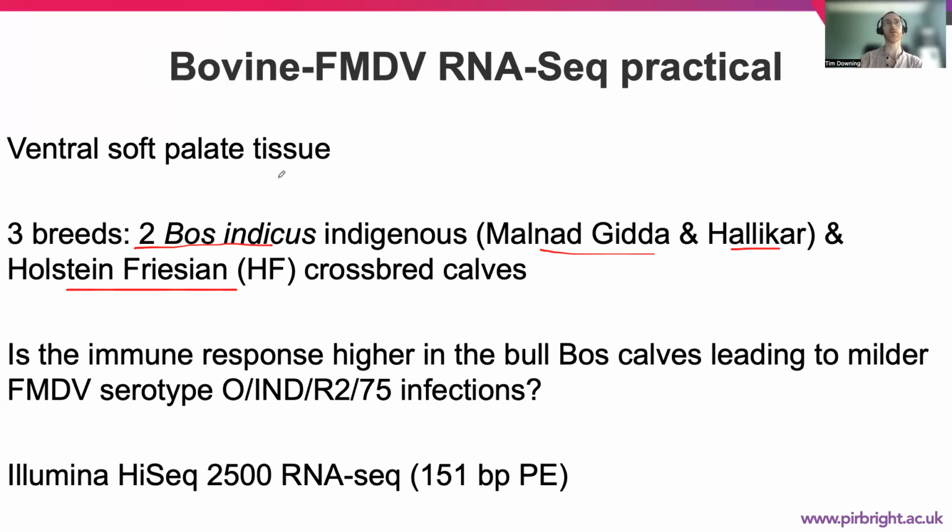So we need to consider the foot and mouth disease infection status as well as the breed in our model. And I guess the question is, is the immune response higher in these calves, leading to a milder FMD serotype? We should note as well that this serotype does not necessarily mean that they will have a different immune response between these different breeds to other foot and mouth disease serotypes, because of the sheer diversity of serotypes that we know exists. Here we're dealing with Illumina HiSeq 2500 data of 151 base pair paired-end reads.